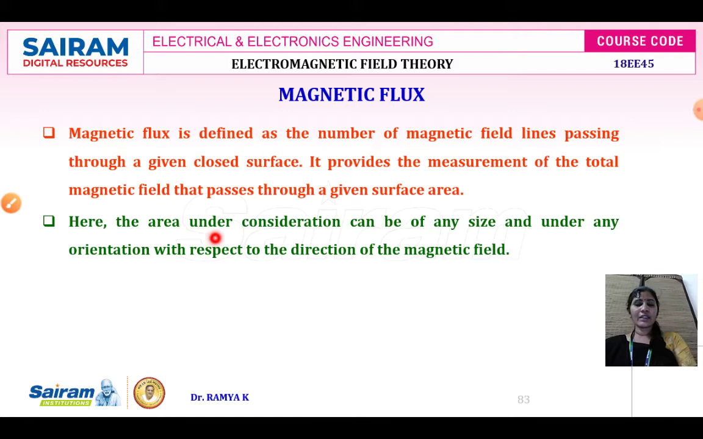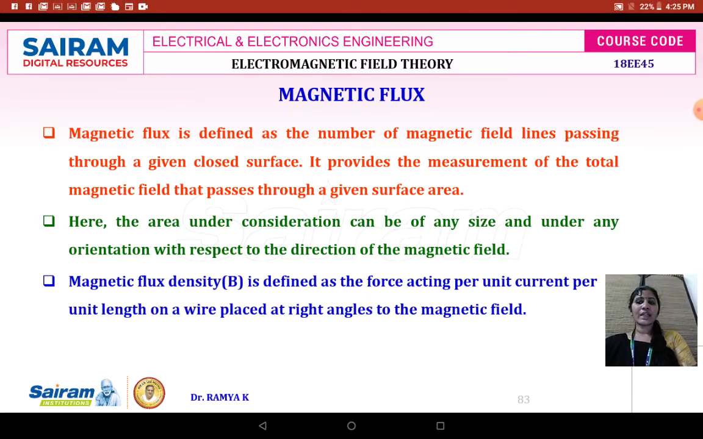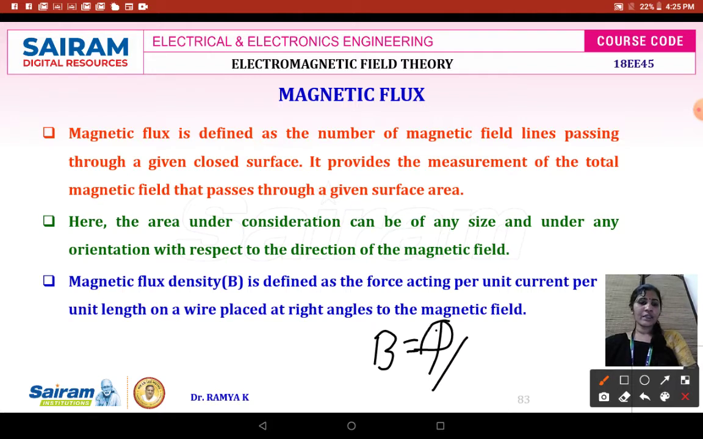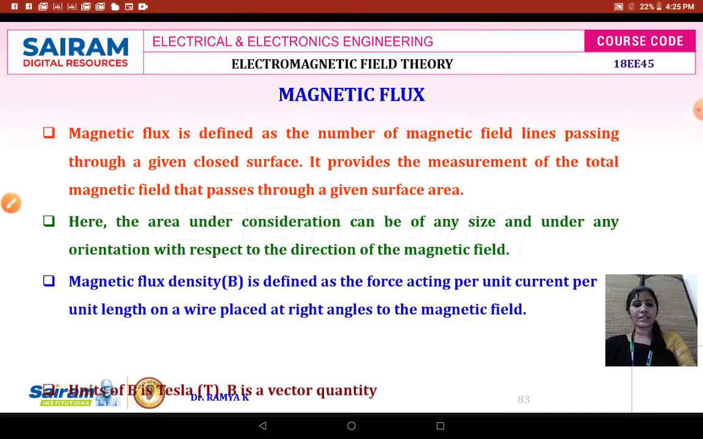Here, the area under consideration can be of any size and under any orientation with respect to the direction of your magnetic field. Magnetic flux density is represented with a letter B, and it is defined as the force acting per unit length. So magnetic flux density B is equal to phi divided by A, or we can write it as B is equal to mu into H. It is in terms of magnetic field intensity, and this is in terms of your magnetic flux.